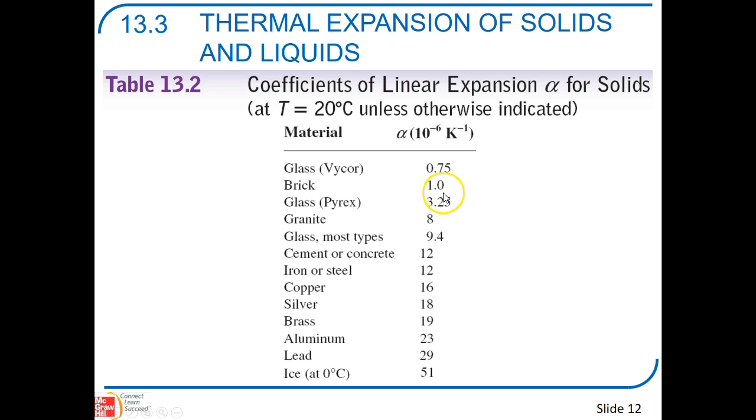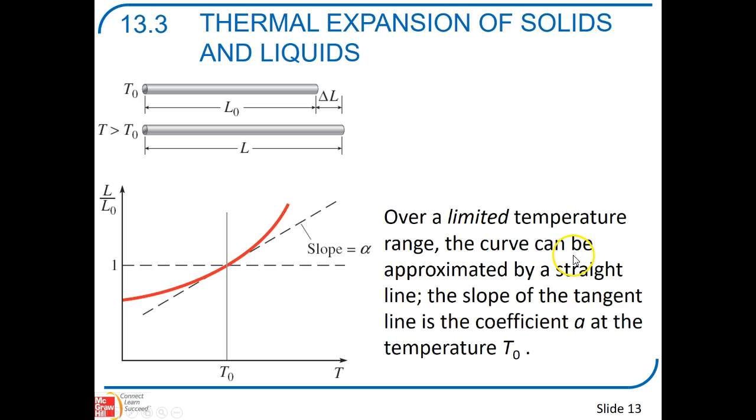Obviously, you see brick doesn't expand much, hence why we put it on the outside of homes. Lead, on the other hand, expands pretty quickly, so does aluminum. You'll see a lot of these metals do this pretty well. Concrete or cement will expand at a factor of about 12 times 10 to the negative 6. So those are just some coefficients.